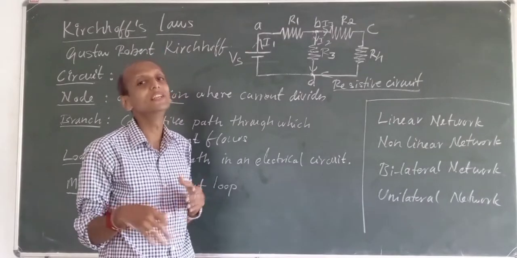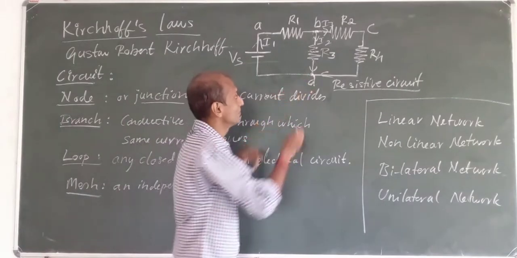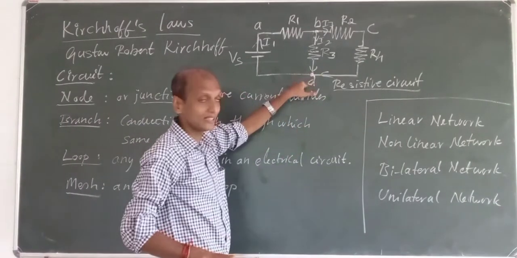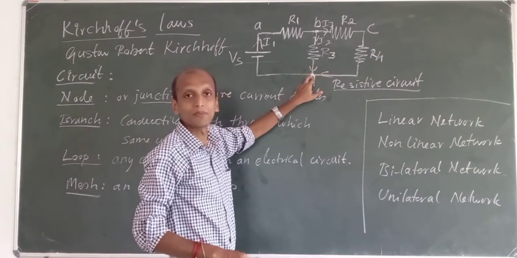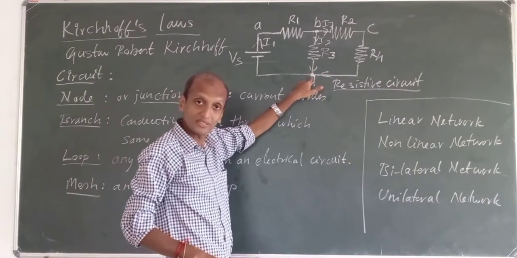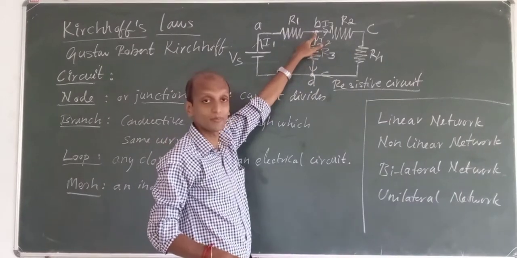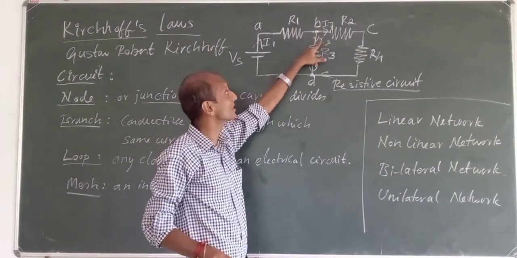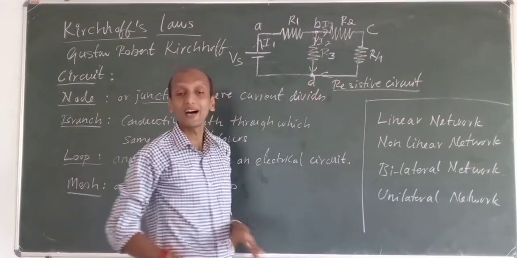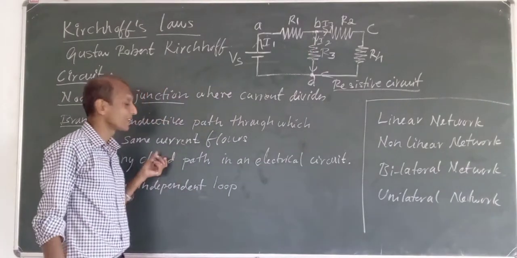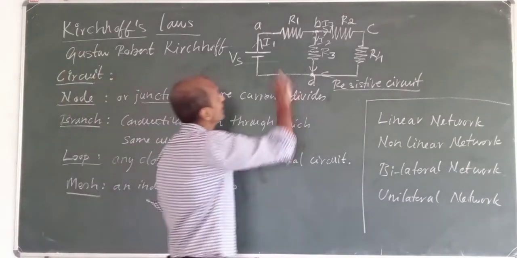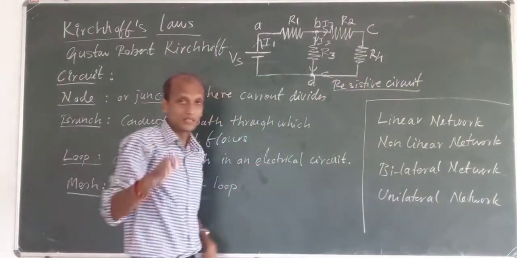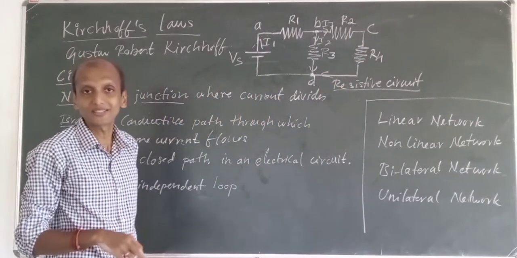The node or junction is where the current divides or combines. Looking from this end, both the currents are going to combine here, so that point also can be said as a node or junction. So point B and point D are examples of a junction or node. Point A and C are not nodes or junctions.